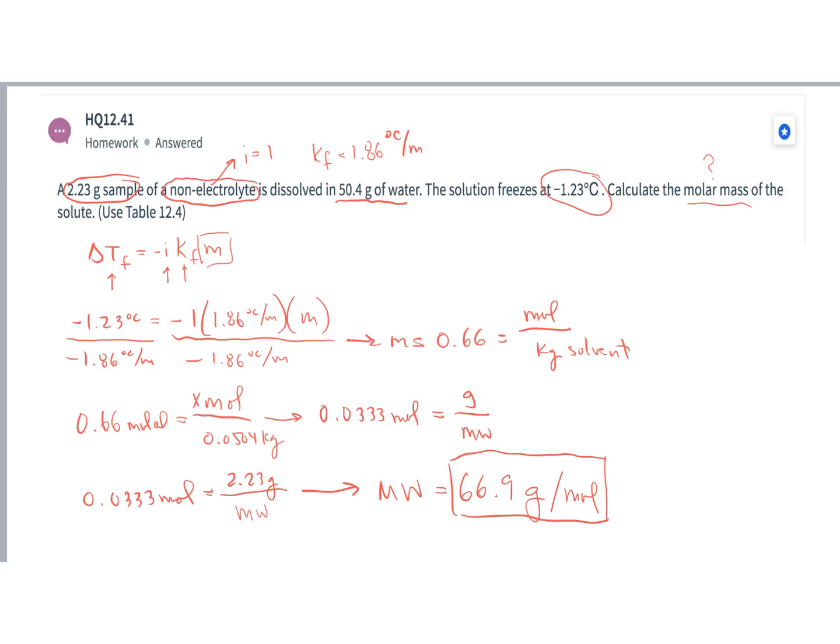So there were three different calculations we had to do. First, we had to find the molality, which we could do given the change in freezing point and the freezing point constant for water, and that we had a non-electrolyte in solution, so a van 't Hoff factor of 1. Once we figured out the molality of that solution, we know how to calculate molality, so using the mass of the solvent we could find how many moles we actually have in solution of that unknown. Then given the mass of that unknown, we could use that to find the molar mass of that compound.